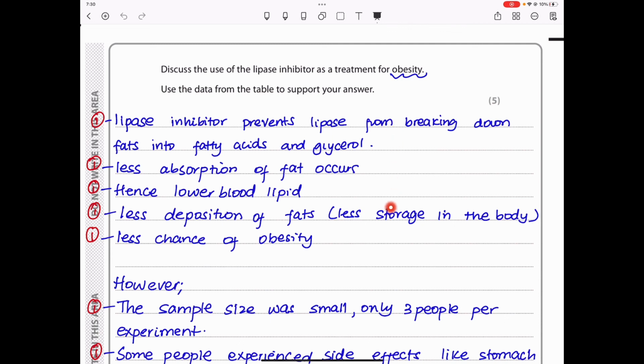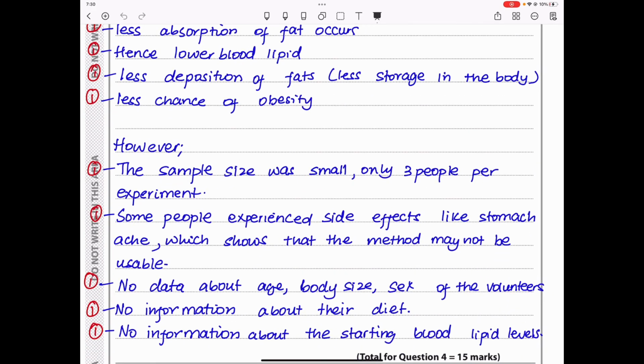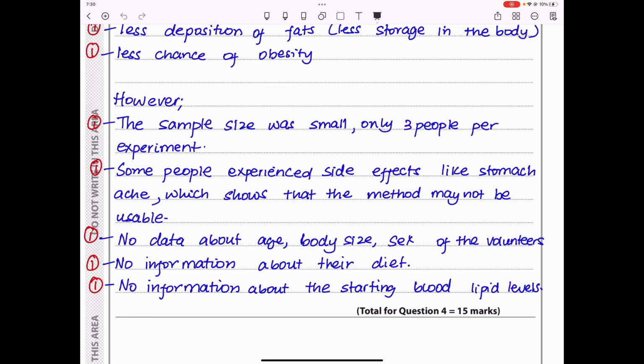So this is beneficial. Now, on the other hand, the sample size was small. Remember, in every experiment, they used only 3 people. By experiment, they gave 3 people the lipase inhibitor and the others not. So it was a very small sample size. And since some people experience side effects like stomach aches, this shows that the method may not be usable in real life because maybe some people will have a reaction to it.